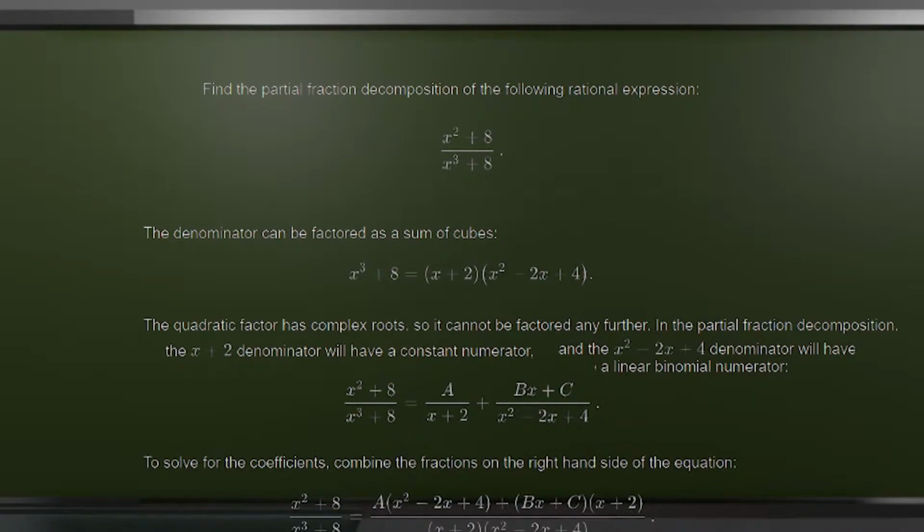For example, this rational function x squared plus 8 over x cubed plus 8, its denominator can be factored as the sum of cubes. The quadratic factor has complex roots, so it cannot be factored any further. The term on the partial fraction with a quadratic denominator, instead of having a constant numerator, will have a linear binomial numerator, as seen in the example.